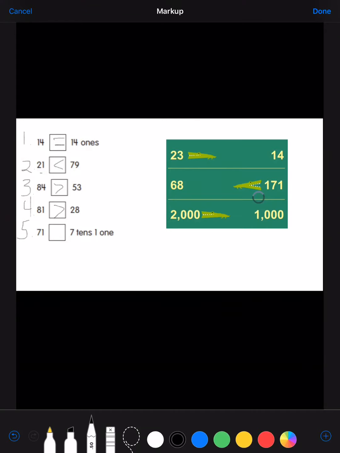71 blank 7 tens and 1 one. Now, if I were to draw 10, 20, 30, 40, 50, 60, 70, there's my 7 tens and 1 one. It's the same as 71. So what symbol will I put there? I will put an equal to symbol.